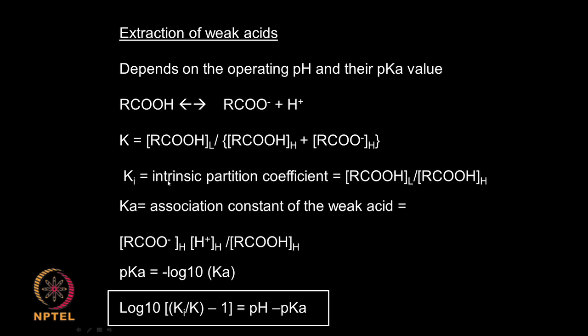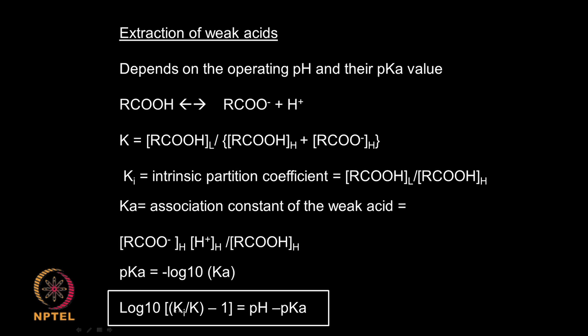K is the real partition coefficient, Ki is the intrinsic partition coefficient, and here we also have Ka, that is the association constant of the weak acid. That is the ratio of RCOO minus multiplied by H plus divided by RCOOH in the heavy phase, and pKa is nothing but the negative logarithm to the base 10 of Ka. So, we can get a relationship between K, Ki and Ka, right.